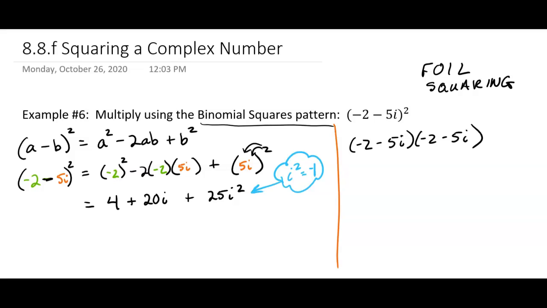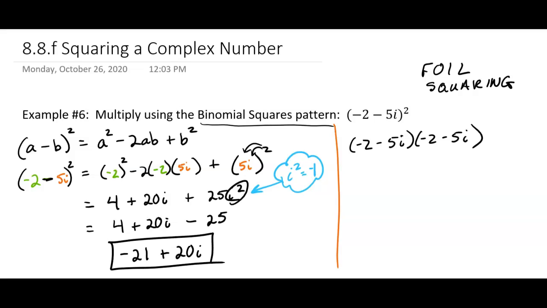So that's going to make it 4 plus 20i minus 25, right? Because the i squared is going to be -1, and then that's going to be a -25. Just one more step that we have to do. We have to combine the 4 and the -25. So my final answer is going to be -21 plus 20i. And there we go. So pretty fun.